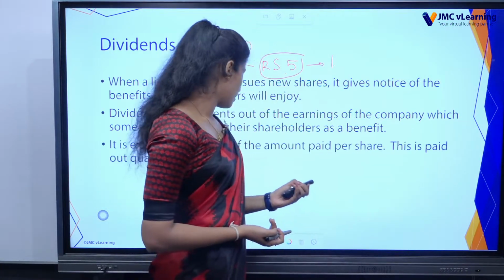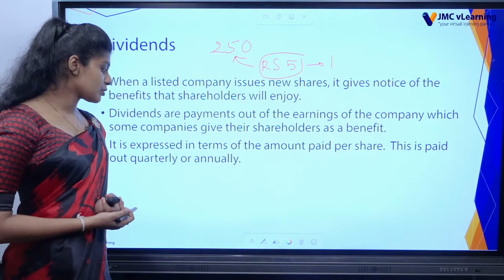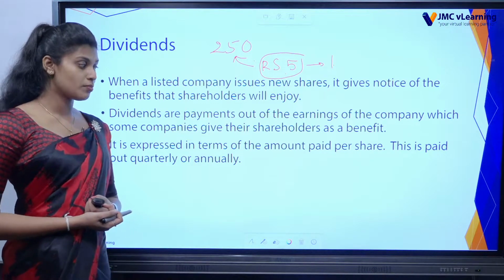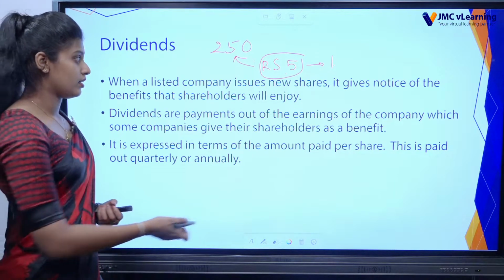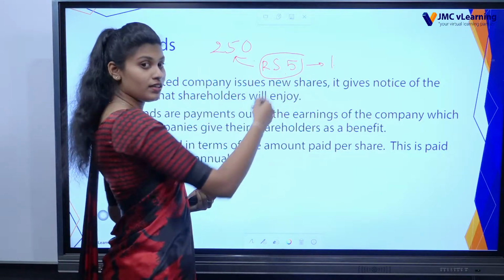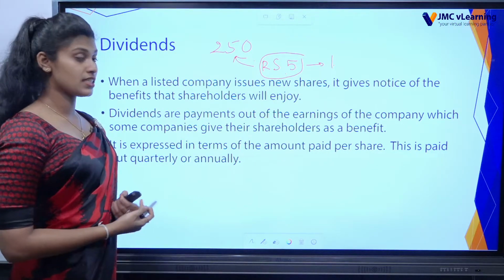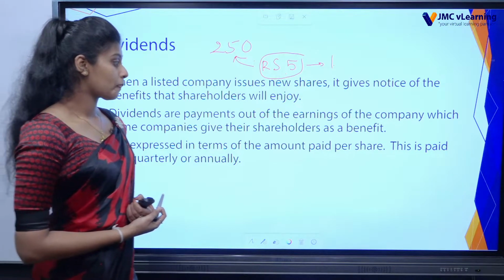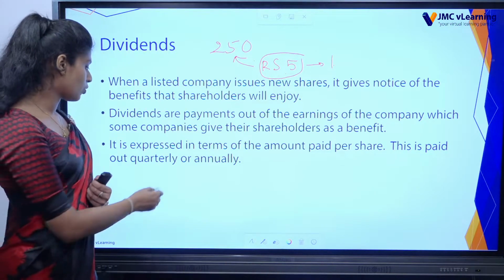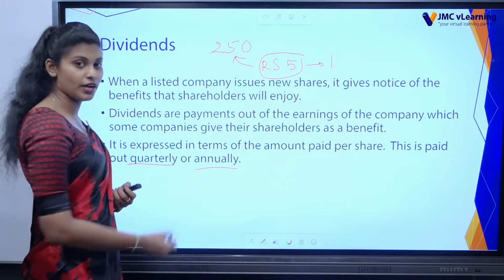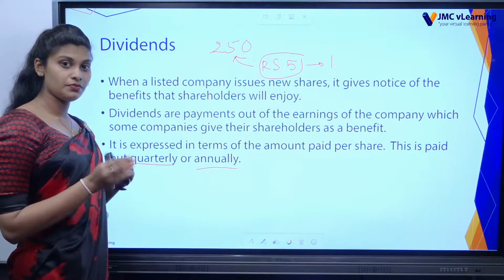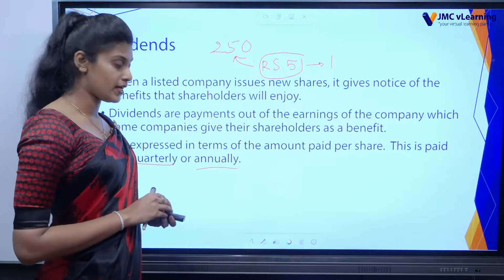Then it is expressed in terms of the amount paid per share. I have told this one, the dividend is paid per share. This is paid quarterly or annually. It is different for different companies.